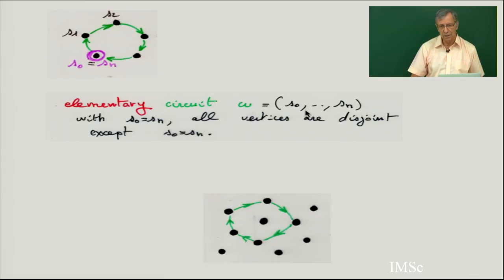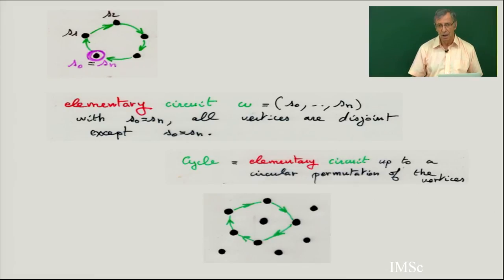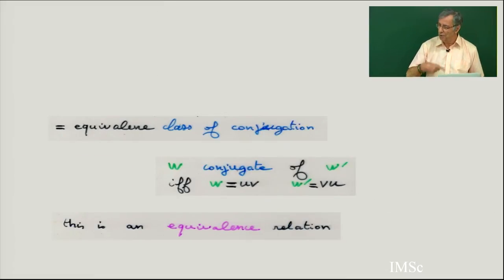So you have a sequence of distinct letters with Sn equal to 0. I have a word, and a cycle, taking a sequence up to a circular permutation, is equivalent to taking an equivalence class of conjugation in terms of words, where two words are conjugate if and only if you can write one word as uv and the other word w prime as vu. This is a conjugation in terms of words. One word is uv, the other word is vu, and this is an equivalence relation.